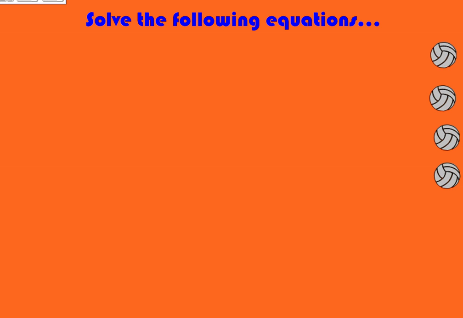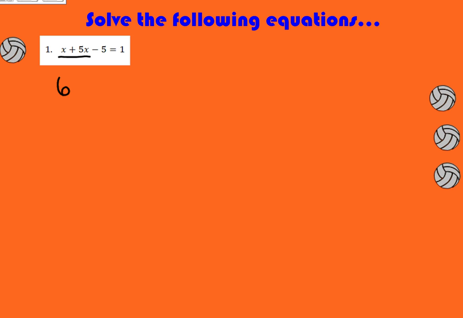So solve the following equations. x plus 5x minus 5 equals 1. The good news is I've already got all my variables on one side. Those are my 2 variable spots. They are all on one side. But what I have to do is put these things together. So x plus 5x is going to be 6x, plus 6x minus 5 equals 1.